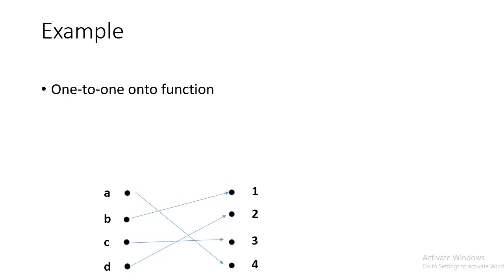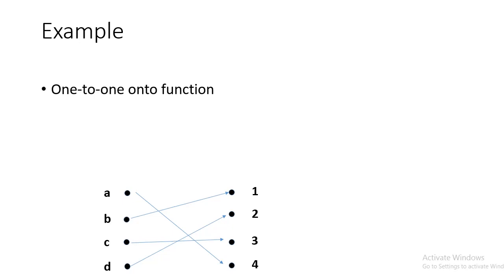See here, the left side contains the domain, the right side contains the corresponding images. Check whether both conditions are satisfied or not. The first condition is that it must be one-to-one and the second condition is that it must be onto. First check the one-to-one condition, whether this function is one-to-one or not.